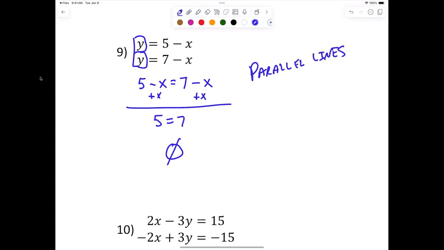Now, does everybody understand? This is set up as a graph. So now, just for practice, type in on your calculator y equals, under y1, type in 5 minus x, and under y2, type in 7 minus x. And then you should be able to look at the lines and say they're what? They're parallel. Do they intersect if they're parallel? No, they don't. So this is no solution.